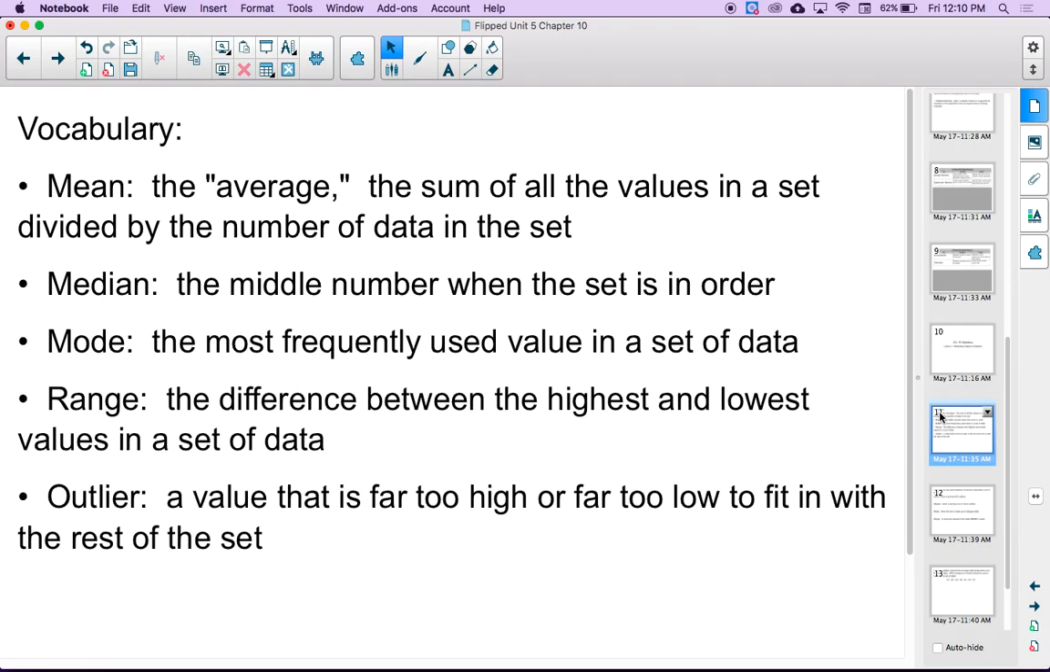So our vocab. The first four words should be very familiar to you. The fifth word is possibly a new one. Those words are mean, median, mode, range, and outlier. So let's talk about them.